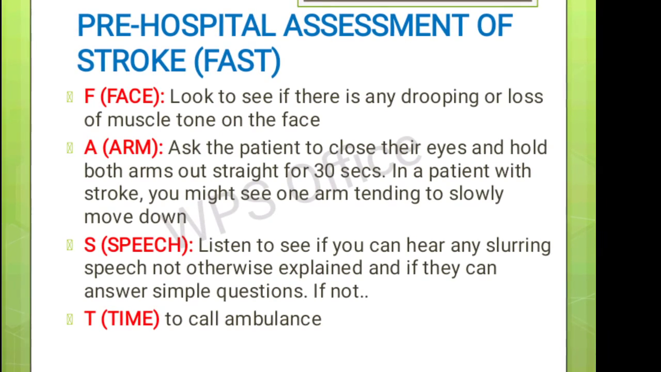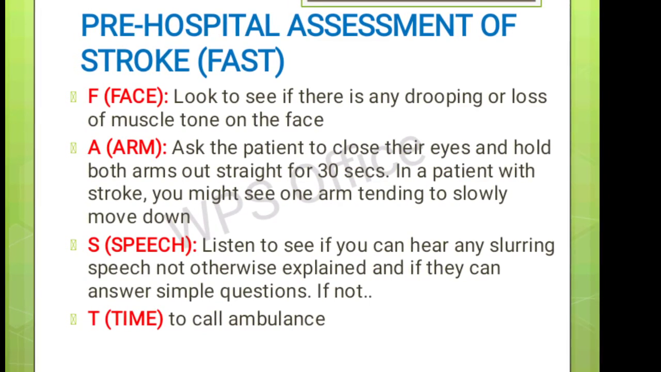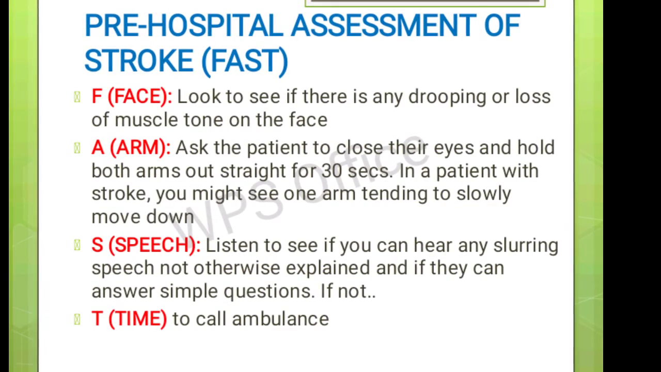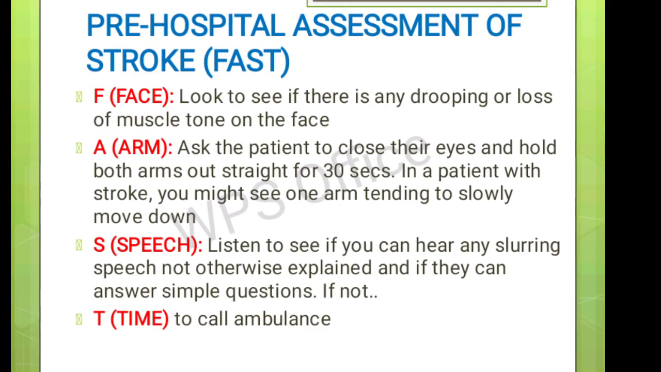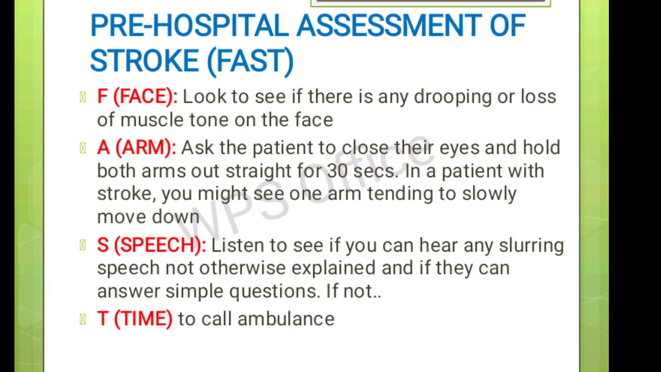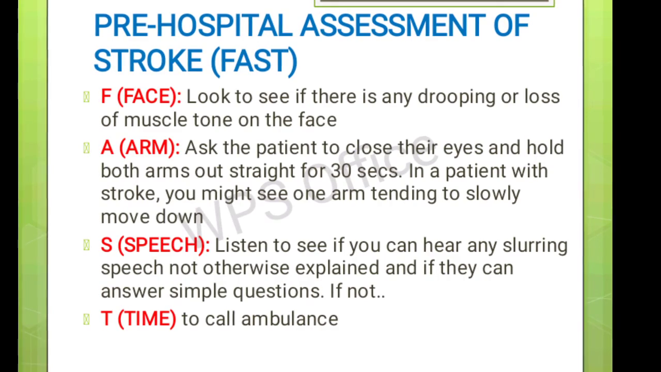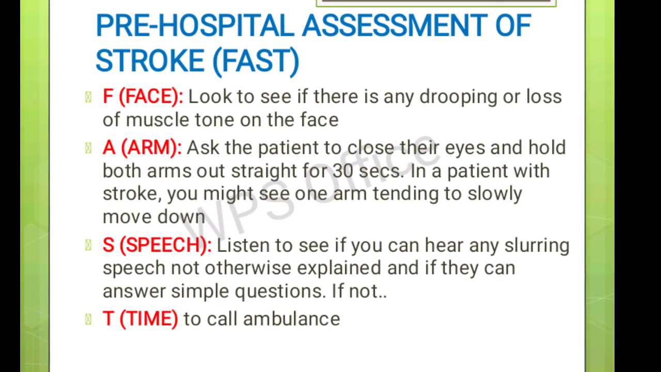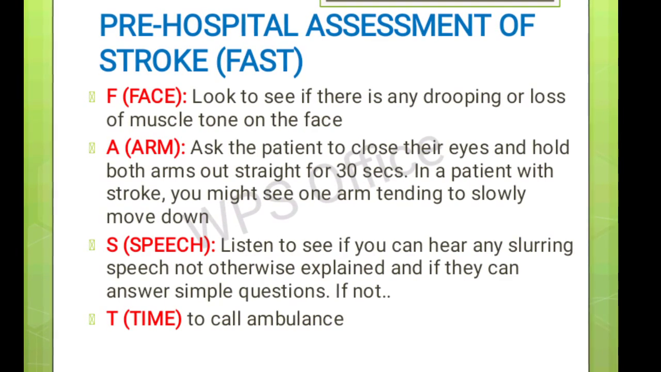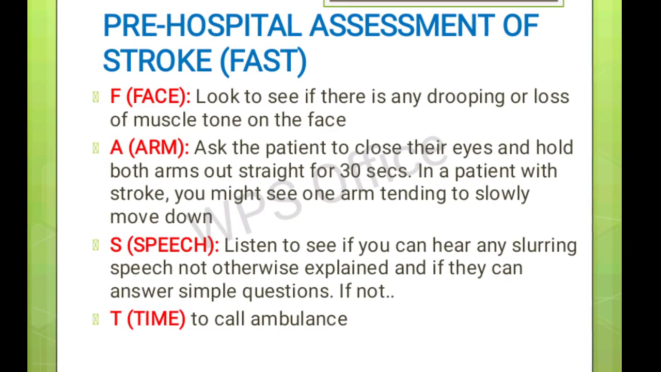Before the treatment, we should first do the pre-hospital assessment of stroke. We should know how to identify the stroke. The pre-hospital assessment of stroke is pronounced as FAST, and each letter has a different meaning. F means we should look at the face. A is for the arm. S is for speech, and T is for time.